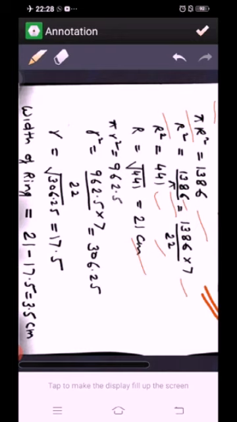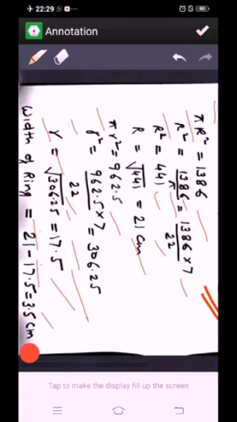Now pi small r square equal to 962.5. So small r square equal to 962.5 into 7 upon 22. Here we have put the value of pi. On calculation we get r square equal to 306.25. So small r equal to square root of 306.25, that is equal to 17.5 centimeter. So width of ring will be capital R minus small r. We have subtracted small r from capital R. So we are getting width of ring 3.5 centimeter.